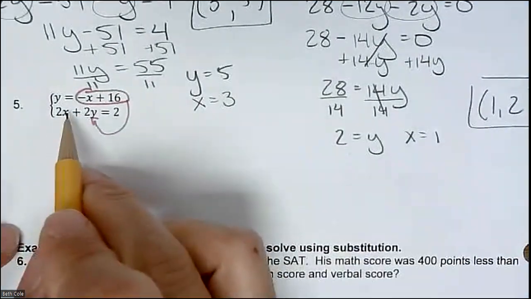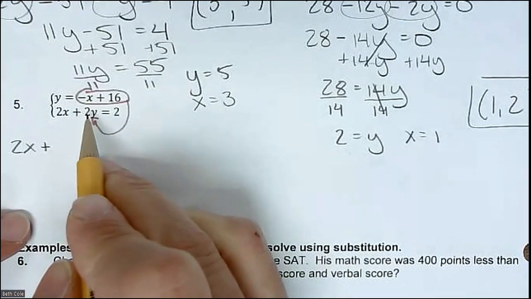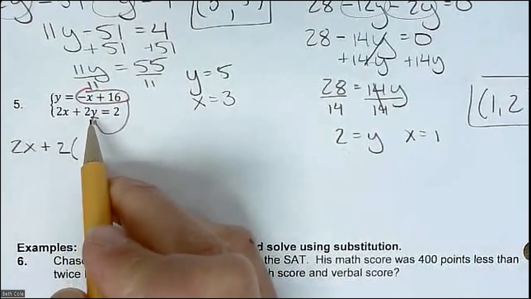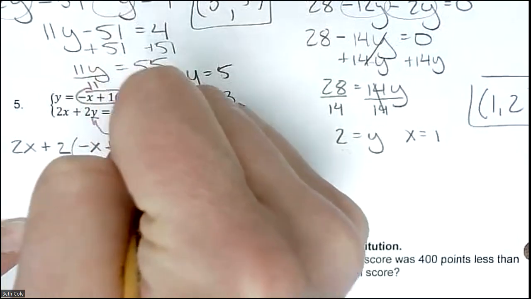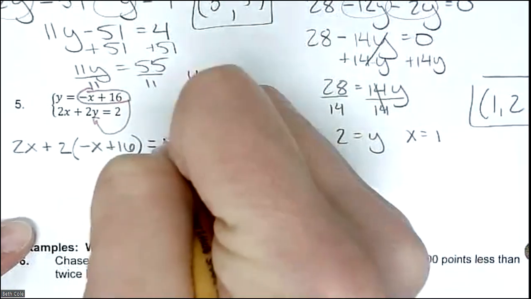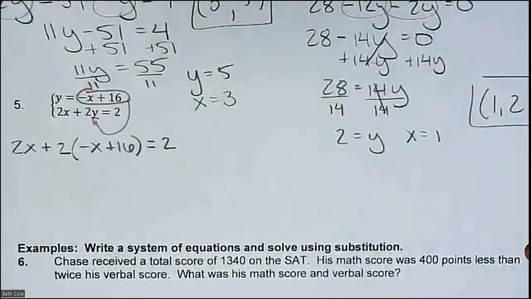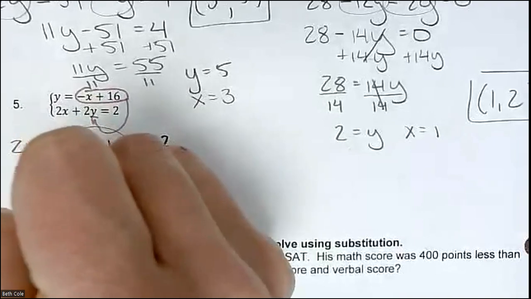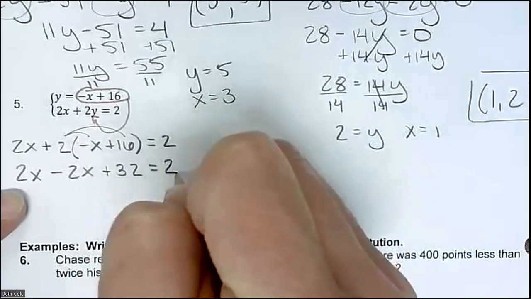All right, so that's going to give us 2x plus 2, and in place of y, you're going to put negative x plus 16. Good. Equals 2. Gosh, there were a lot of 2's in that one. All right, then what? This, we're going to distribute. So good. It'll be 2x, negative 2x, and then 2 times 16 is 32. I'll just be your calculator there.